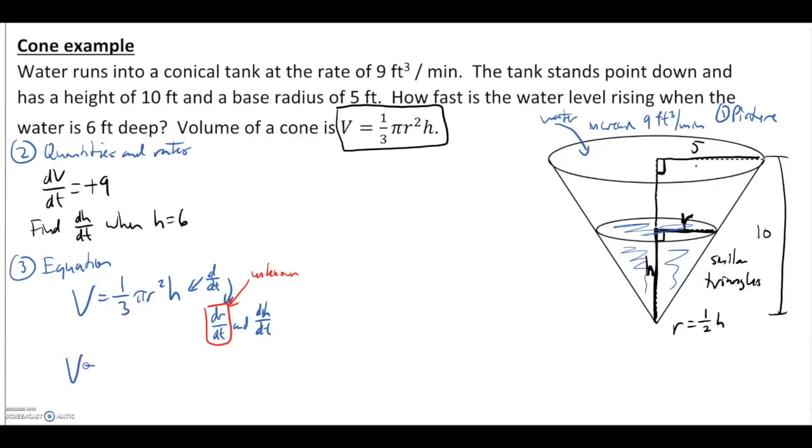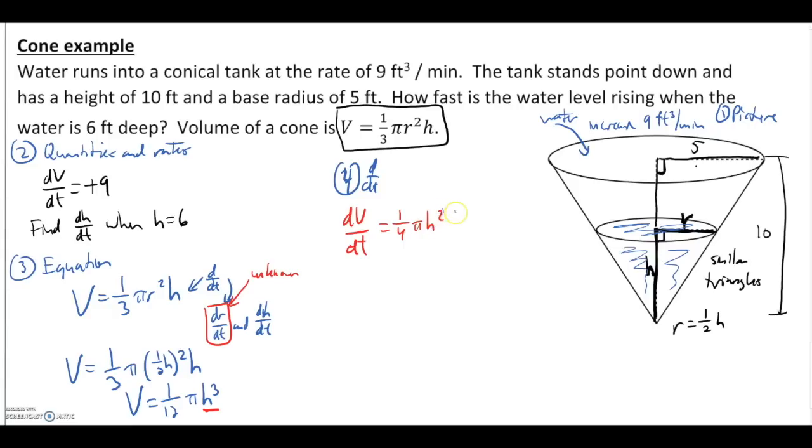So thinking about that, our volume actually becomes 1/3 pi times 1/2 h squared, which will simplify to, that 1/2 squared will be a 1/4, so I'll get 1/12 when I put that with the 1/3, pi h cubed. And now we can take our derivative and get dV dt equals, and we don't even have to apply product rule or anything, we're just going to be differentiating this h cubed. 3 times the 1/12 will give us a 1/4 pi h squared and a dh dt.